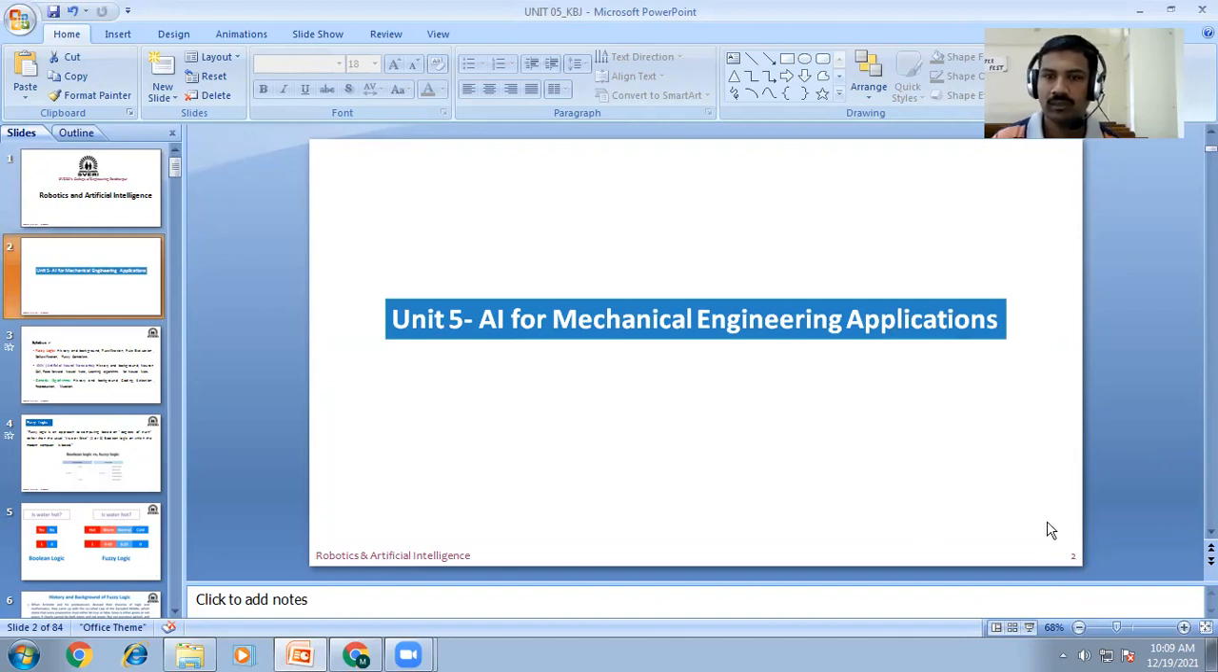Which are the mechanical engineering applications? Now we will discuss one by one. Before that, some terminology we should understand, and then only we can develop the mechanical engineering applications. Today we'll see two applications, mechanical engineering applications or day-to-day life applications. One is our air conditioner, AC.